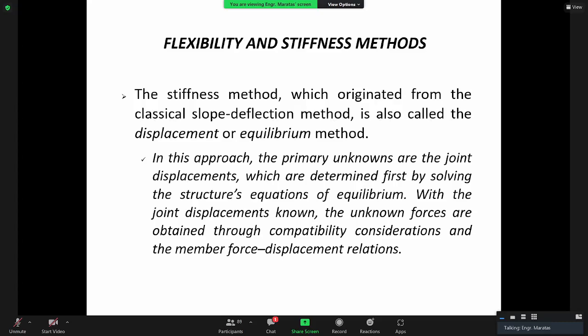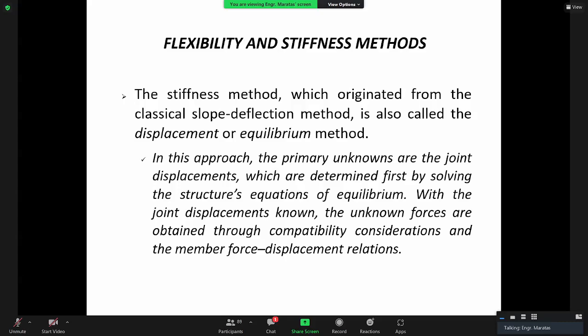Okay, this is also called the displacement or equilibrium method. Okay, so in this approach, I'm referring to the stiffness method. No? So the approach here is that the primary unknowns are the joint displacements. Okay, the unknowns here are the displacements. No? Unlike in the flexibility method, the unknowns are the forces, the redundant forces. So in the stiffness method, the unknowns are the displacements, no?